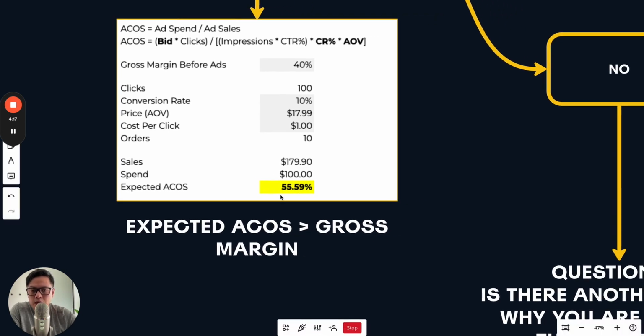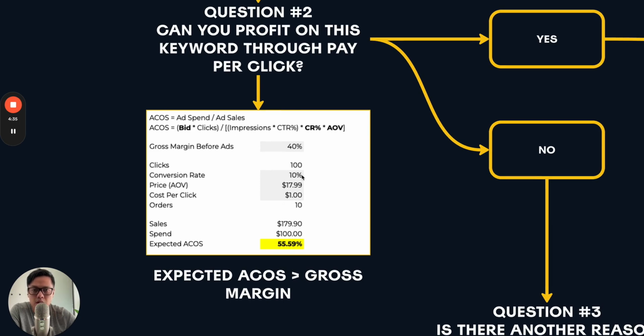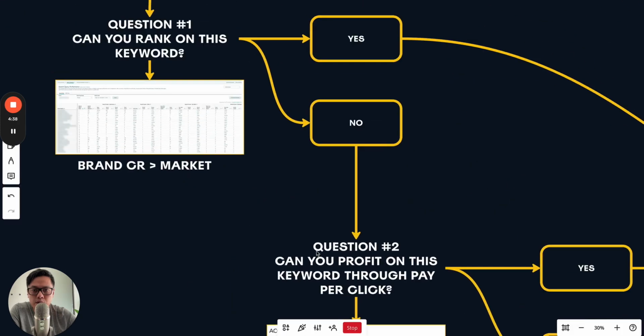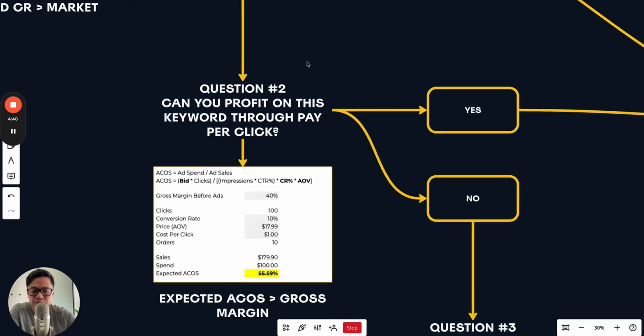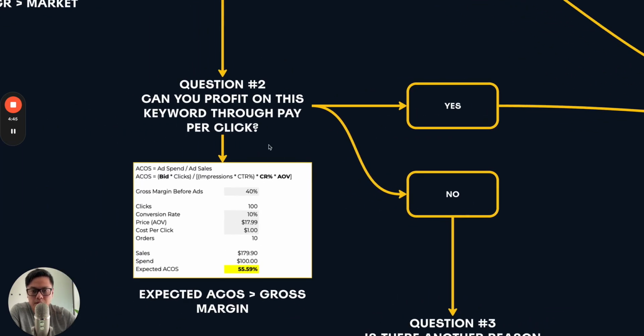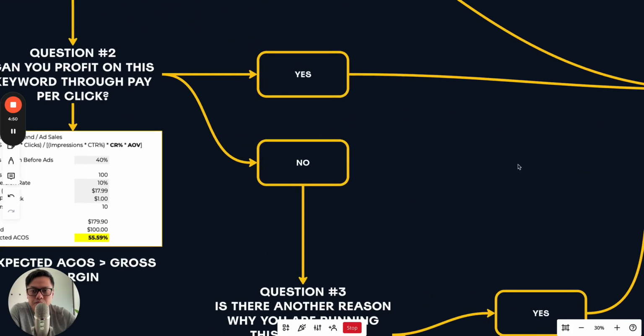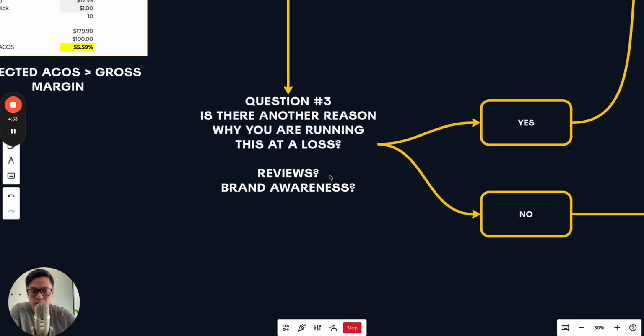So this is going to give us an expected ACOS of 55.59%. Because we know that our gross margin is 40%, then we just do that comparison. If expected ACOS is greater than your gross margin, then that means you are not making any profit on every dollar spent on this search term. And we already know that we can't rank on this keyword. So if you can be profitable on this keyword, but you can't rank, then you created value on your ad spend. If not, then we're going to go to question 3.